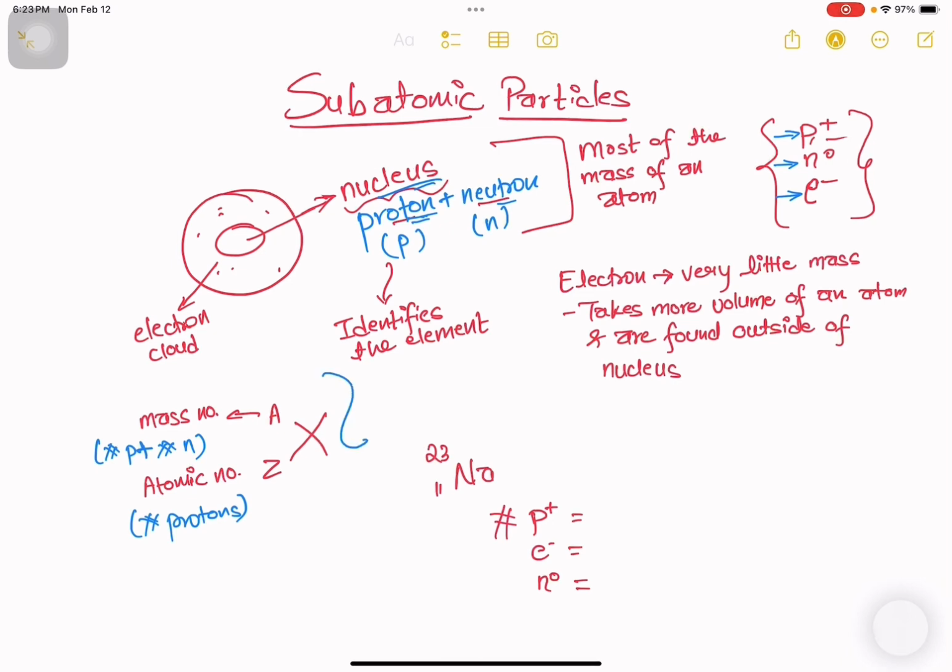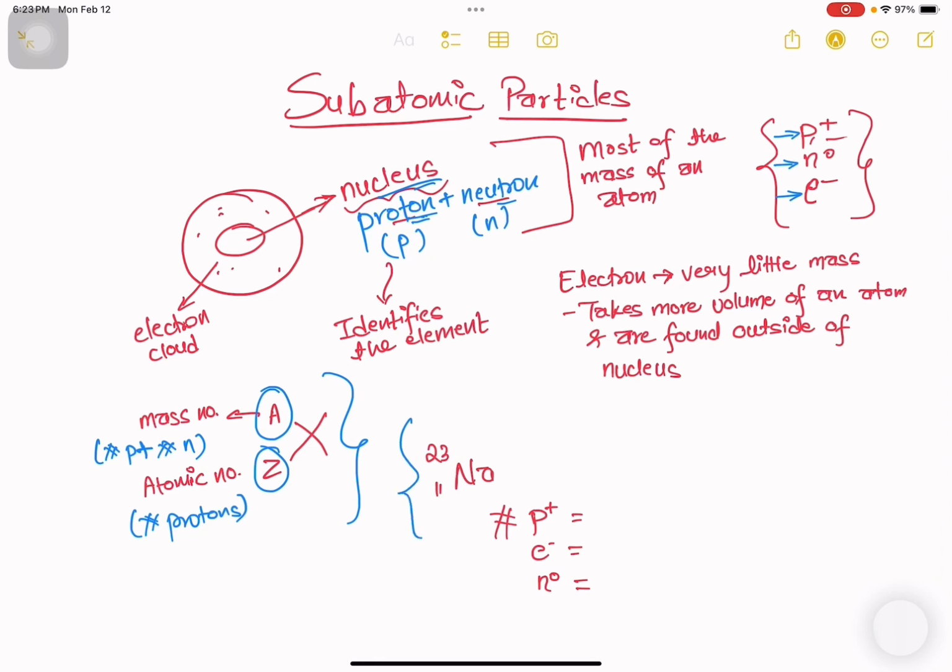Now, this is the isotopic symbol of an element. So what are isotopes? Atoms of the same element can have different numbers of neutrons. They are called isotopes. The bottom one, Z, is the atomic number, or the number of protons. The top one, A, is the mass number, which is the sum of protons plus neutrons.